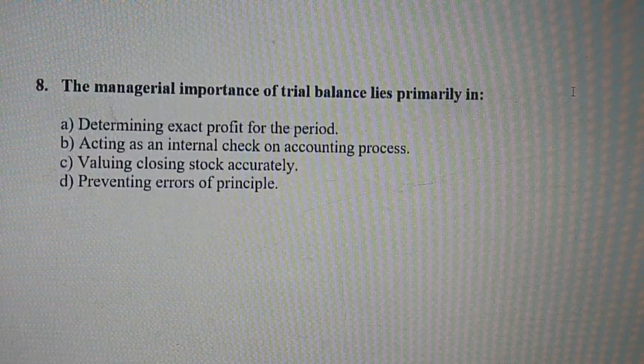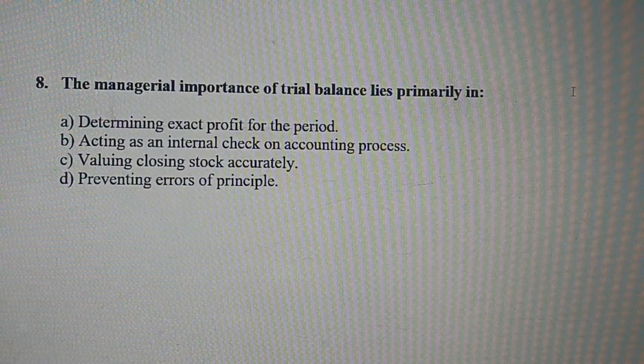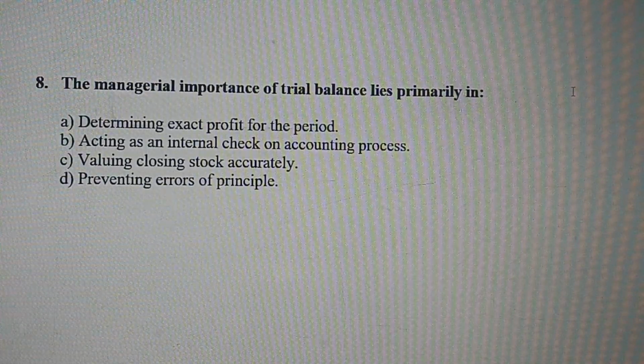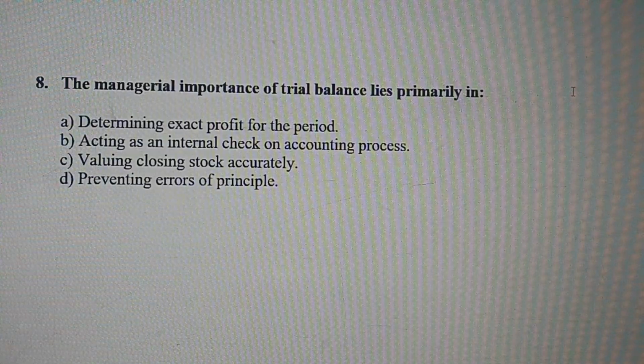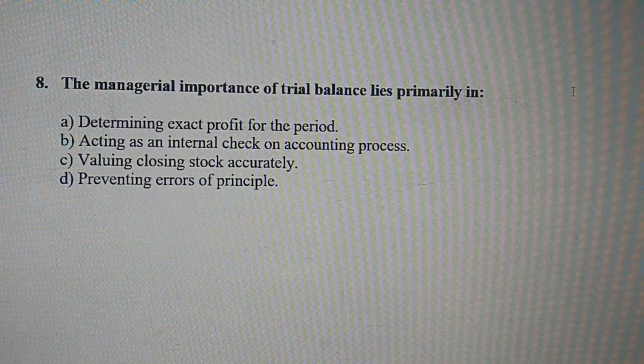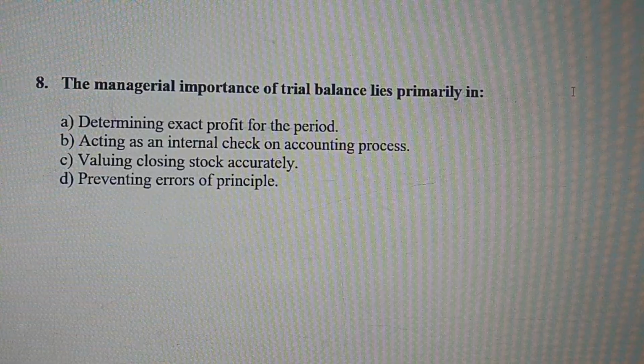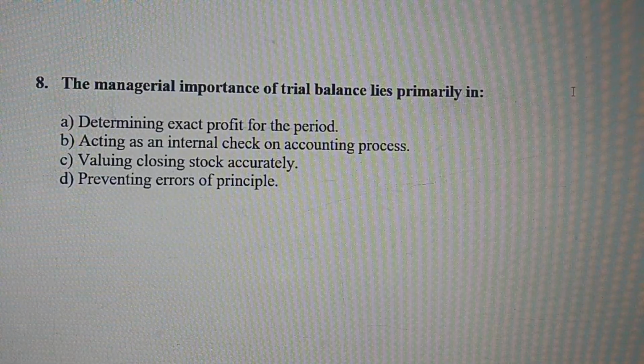The next question. The managerial importance of trial balance lies primarily in determining exact profit for the period, acting as an internal check on accounting process, valuing closing stock accurately, preventing errors of principle.